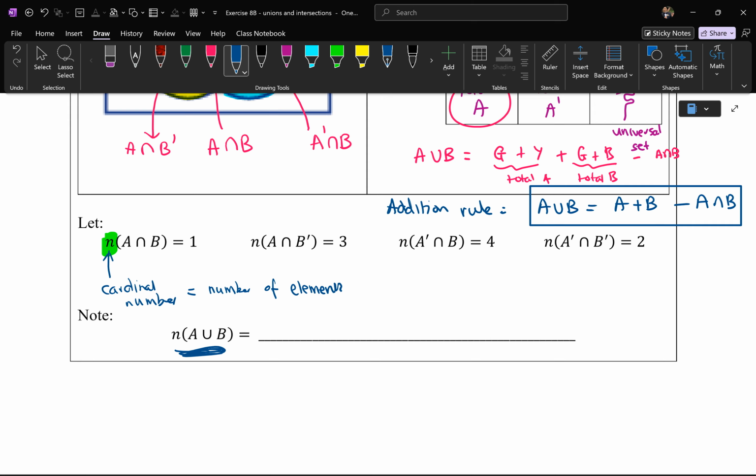So this means the number of items in A intersection B is 1. Number of items in group A, intersect not B, is 3 items. 4 and then 2. What is A union B equal to? I'm going to pause, give you a minute and a half.